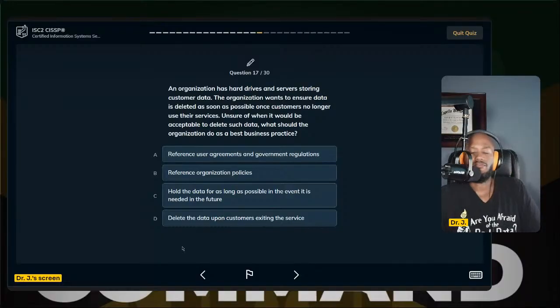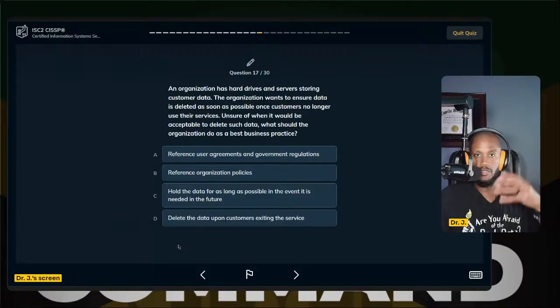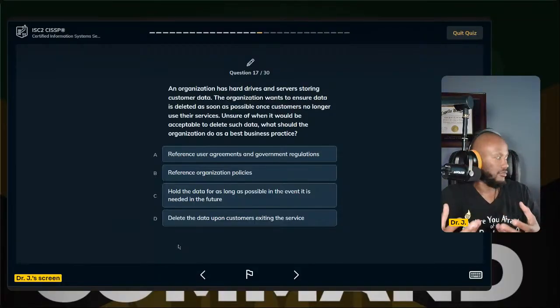So it's kind of like Meta and Instagram. You sign that data agreement that they can hold it for so long based on their user agreement. And then you have government regulations. I mean, that's going to trump everything. Organization policy is going to derive from government regulations, right? An organization is going to derive their policies from a higher hierarchical regulation above them.